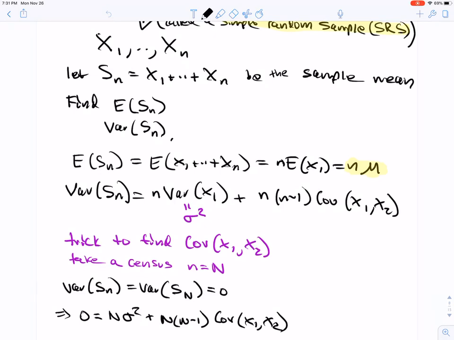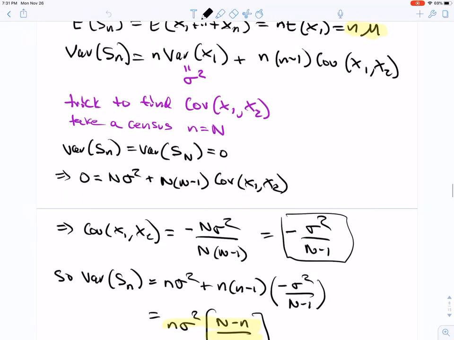So the expectation of Sn is very easy. We just get n times mu. The variance of Sn will be n sigma squared plus n times n minus 1 covariance x1, x2. But we need to find what covariance of x1, x2 is.